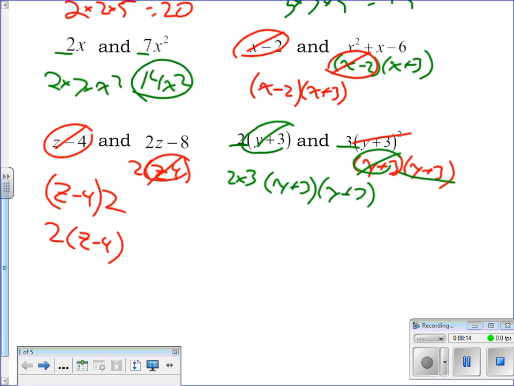Now, I would do this, make this 6 times y plus 3. And I would go ahead and write that as y plus 3 squared. But if you want to leave that as y plus 3 times y plus 3, that is also very good. But do multiply the 2 with 6. Okay. Questions about this?